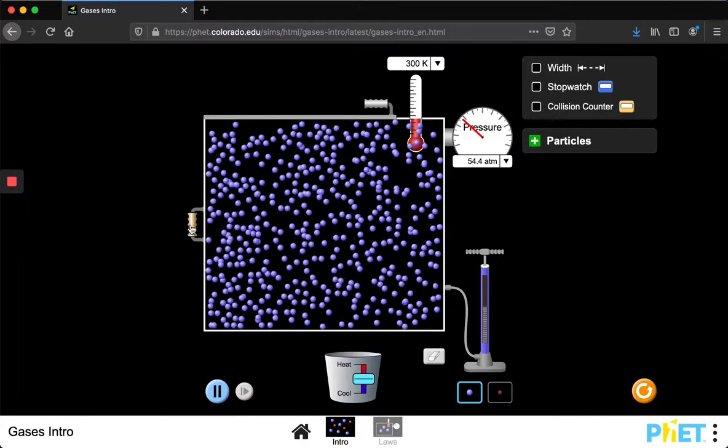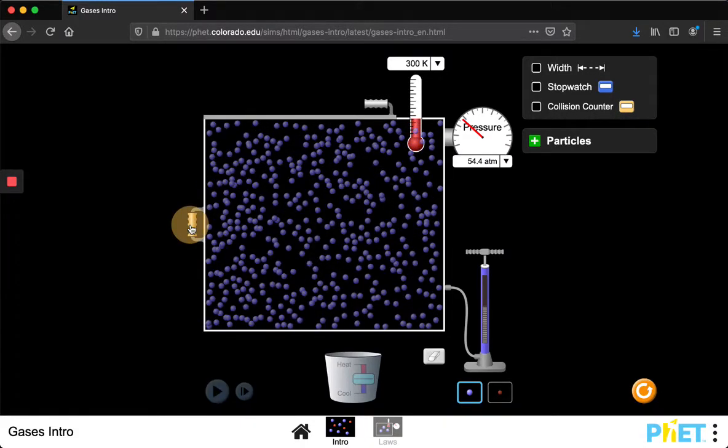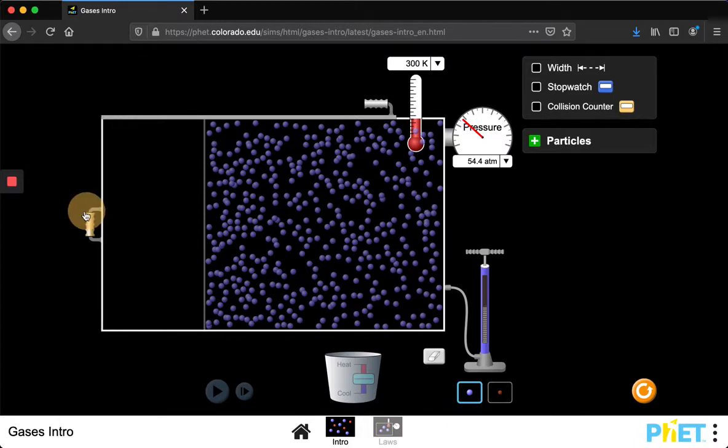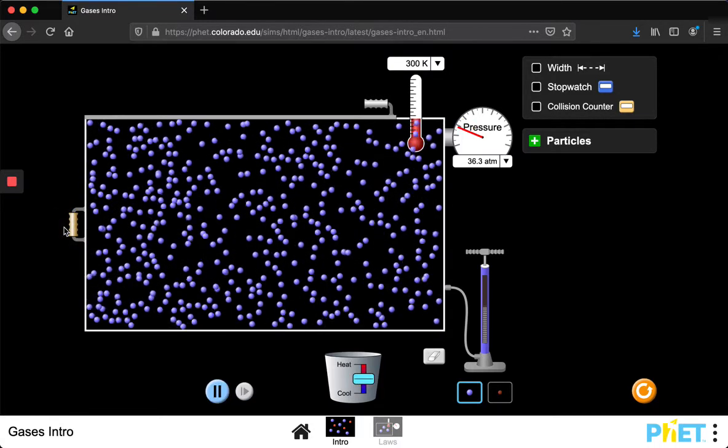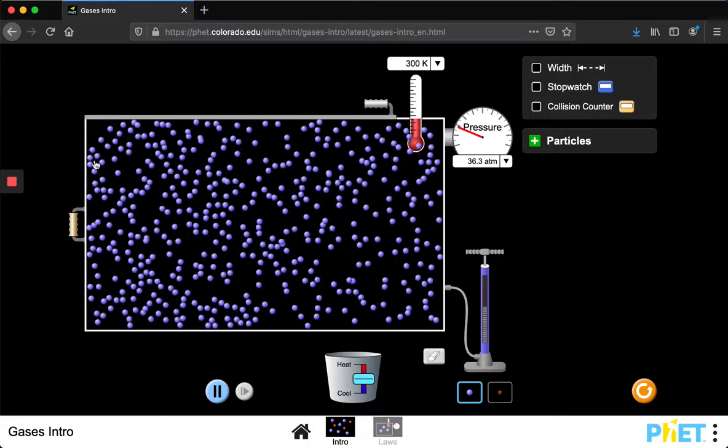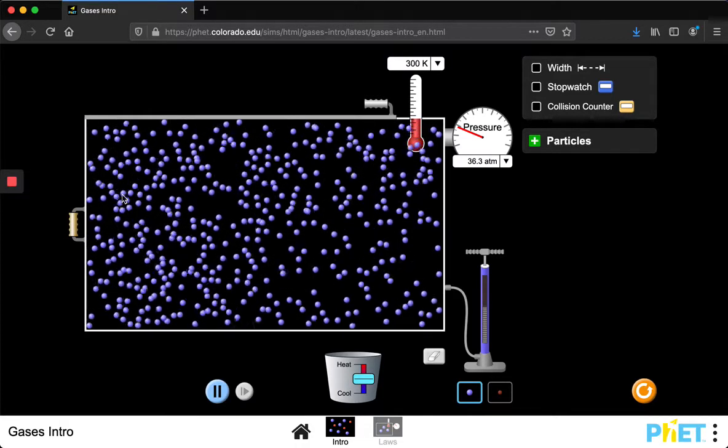So let's now make the container bigger. If I make the container bigger, then the particles are going to have to travel further before they collide with the wall. So there'll be fewer collisions with the wall of the container, which means the pressure should decrease. The pressure at the moment is 54.4. If I let go, it drops down to 36.3 because there are fewer collisions with the wall of the container.